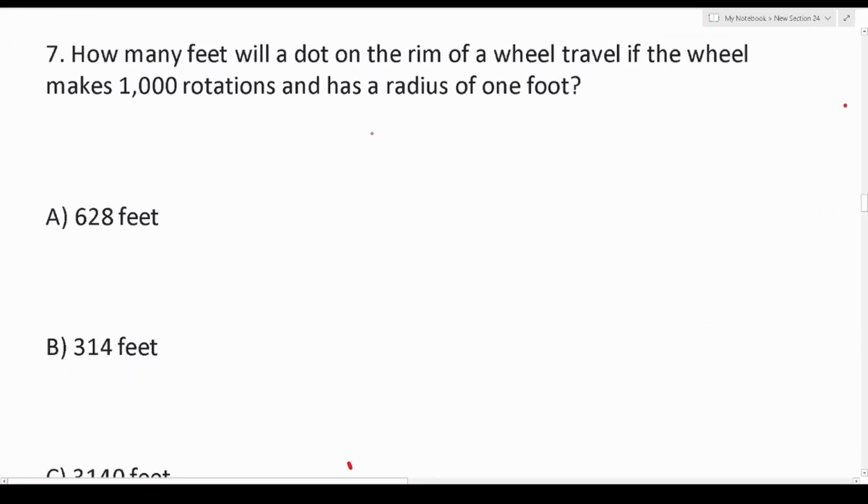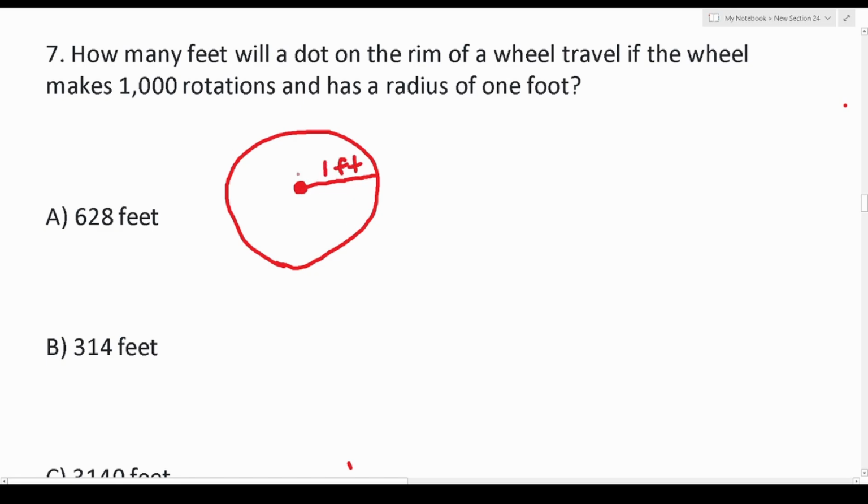All right, number 7 says, how many feet will a dot on the rim of a wheel travel if the wheel makes 1,000 rotations and has a radius of 1 foot? So in this case, we have to assume that the wheel's in the shape of a circle. So let's go ahead and draw that. According to the problem, we know its radius is 1 foot. And the radius is always the distance from the center point of the circle to one of the edges of the circle. So that's the radius right there. We know that's 1 foot.